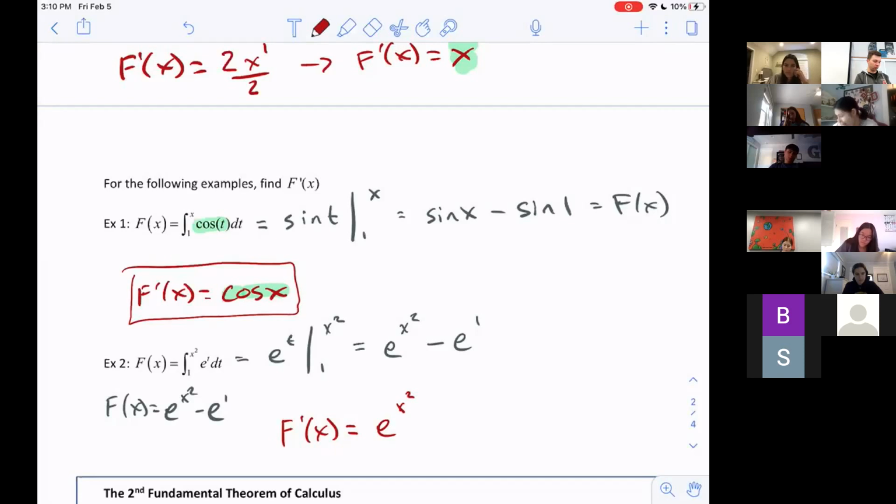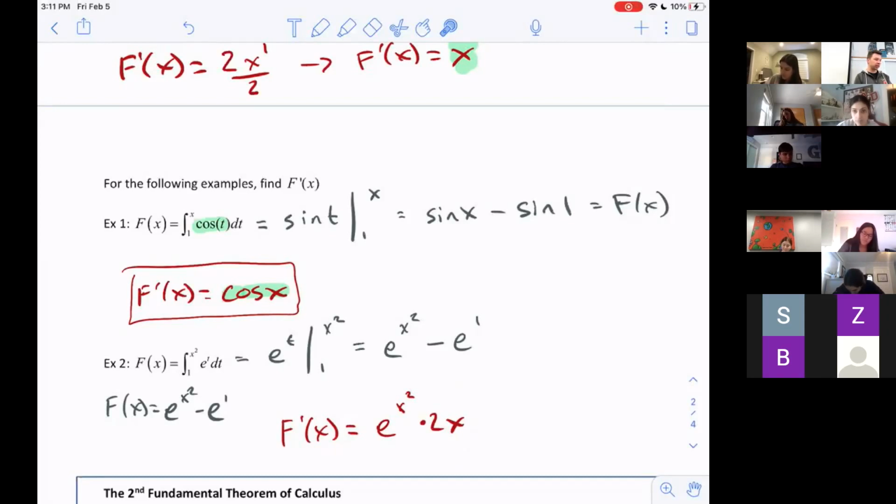Times 2x. Why? Because you do e to the u times u' when taking the derivative, right? Remember what rule that is? That's our chain rule. Yeah, there you go. So when we took this derivative, the derivative of e to the x squared is e to the x squared times the derivative of the inside, which is 2x.